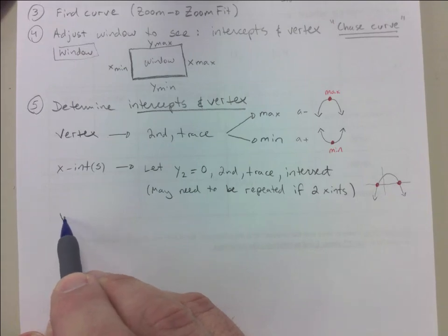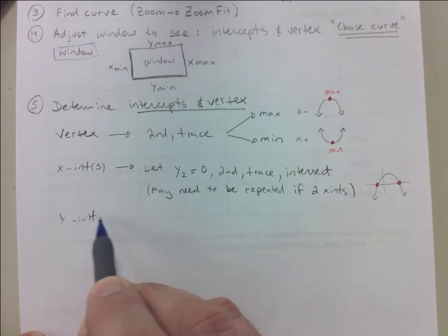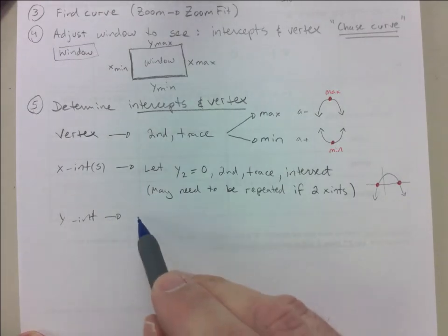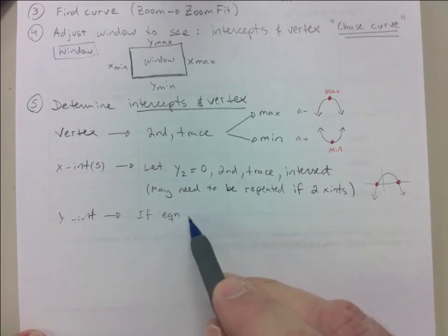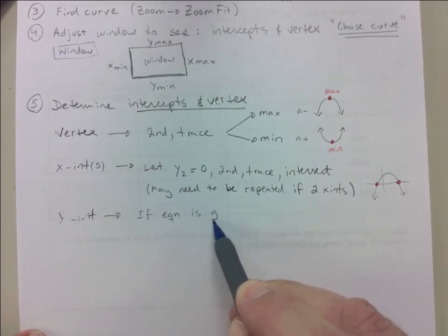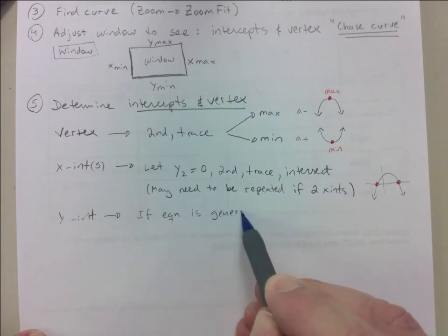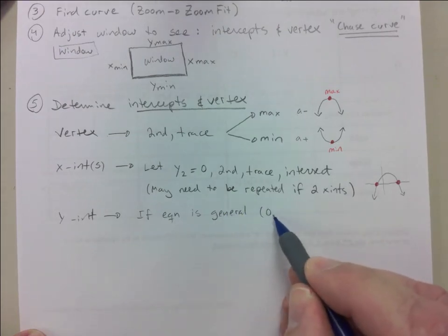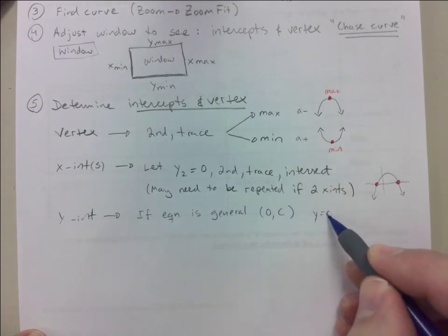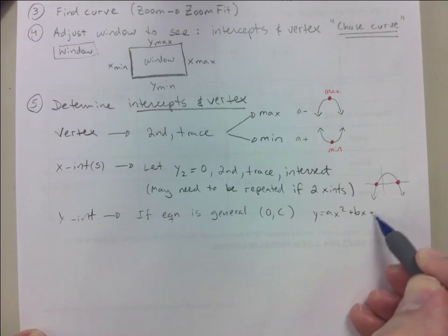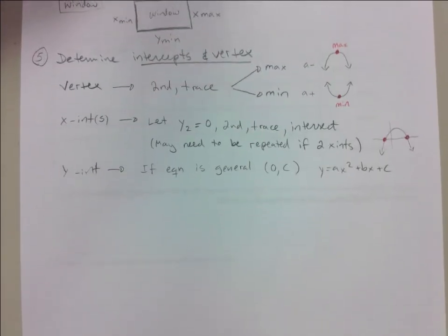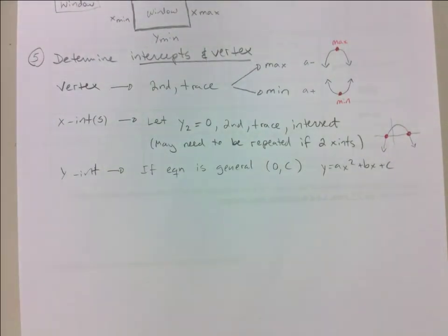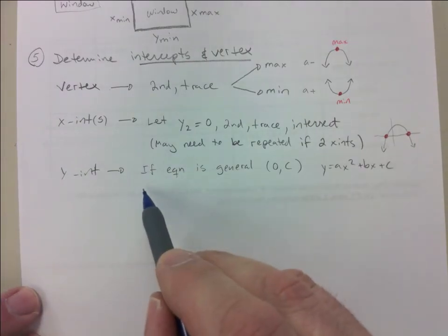Next is your y-intercept. If the equation is in general form, it's simply 0, C, right? So you need it like this. So don't use your calculator if it is in general form. You may, but it's gonna waste time, right?